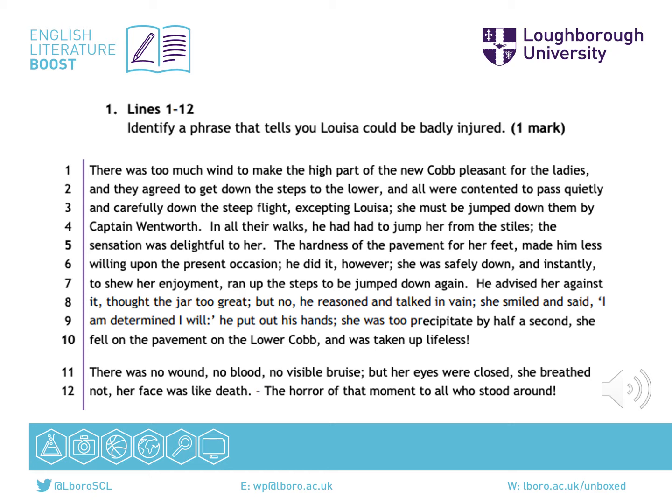So rather than reading every word that is in the text, you're just skimming across for some words that you can pull out that will give you an idea of what you need to be looking out for. And so as you can see by lines 10 to 12, there are a few sections in there that we could potentially use for this question. And again, it'd just be something that shows she could be badly injured. There's a few things that say she fell on the floor, eyes were closed, she breathed not, her face was like death. So there's a number of different things that we can use for that.